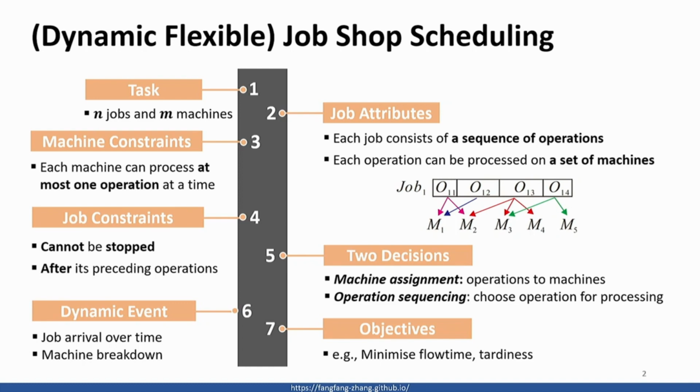There are some constraints, like each machine can only process at most one operation at a time, and once we start to process one operation, we can't stop. For dynamic, we can consider different dynamic events, like jobs coming over time and machine breakdowns. And normally people try to minimize the flow time or the tardiness, to improve the production efficiency.